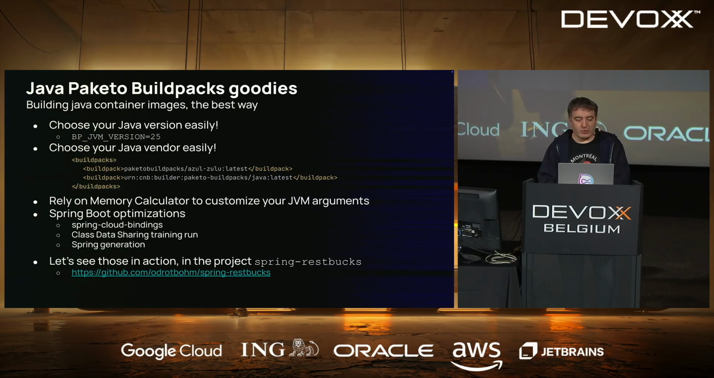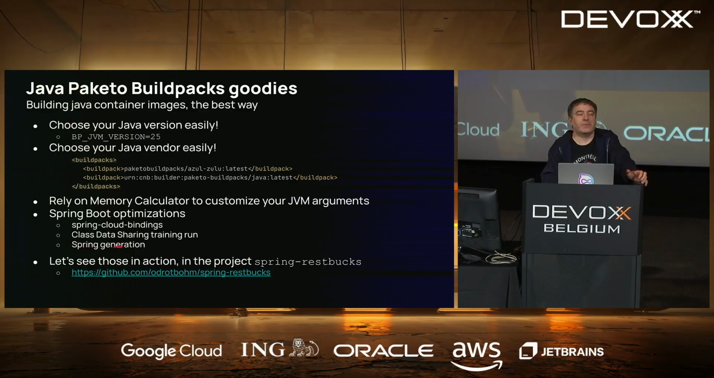Let's go to a more ambitious project. So this time, we have already seen that I was able to choose the JVM version. But now I will try to even choose my own Java vendor. So the default is Bellsoft Liberica. I'm going to use Azul Zulu this time. And also, I'm going to enable the Spring Boot optimizations.